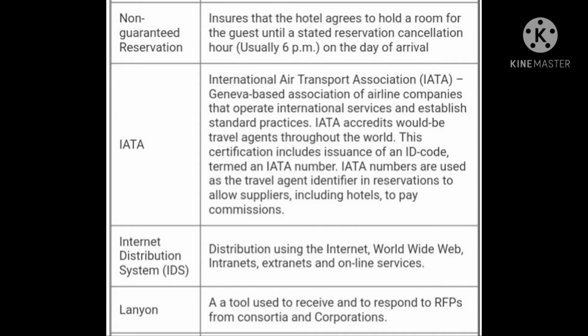This certification includes issuance of an ID code, termed an IATA number. IATA numbers are used as a travel agent identifier in reservations to allow suppliers, including hotels, to pay their commissions. Next is the Internet Distribution System, or the IDS. It is the distribution using the Internet, World Wide Web, intranets, extranets, and online services. Next is Lanyon, a tool used to receive and respond to RFPs from consortia and corporations.